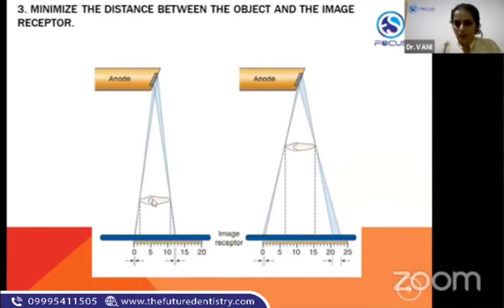So that after passing through the object, after passing through the tooth, the X-ray beams will be coming out. Those also will have the property of divergence, right? So if it again diverges, that causes blurredness. So it has to come straight. So if you keep the distance between the tooth and the receptor bare minimum, then that divergence of the X-ray beam can also be avoided so that the zone of unsharpness reduces.